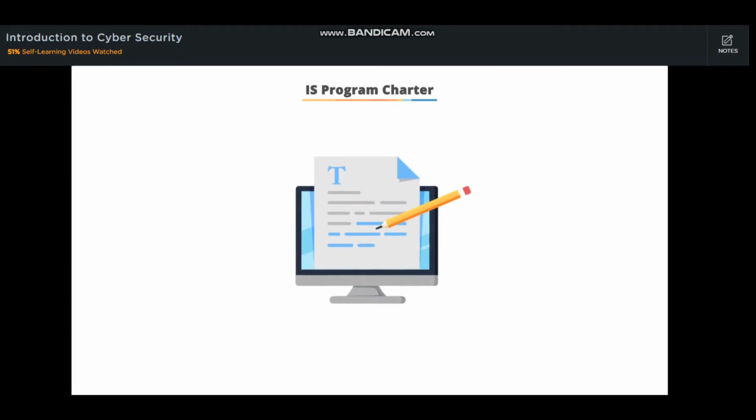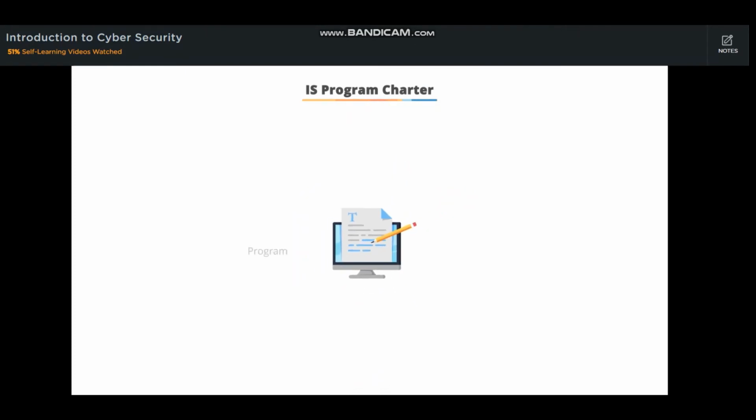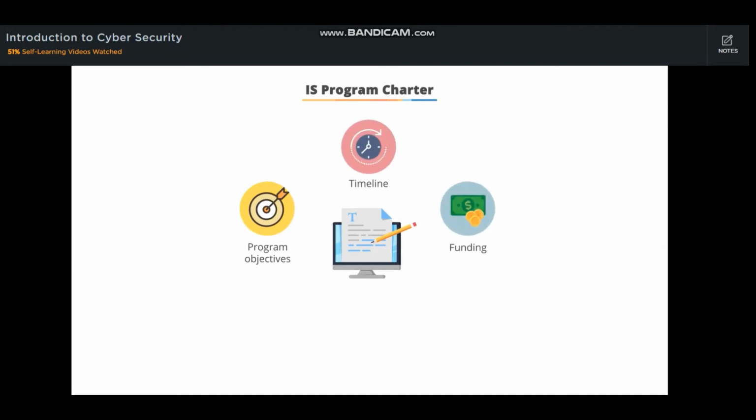The Information Security Program Charter is a formal written definition of the objectives of a program, its main timelines, the sources of funding, the names of its principal leaders and managers, and the business executives who are sponsoring the program.